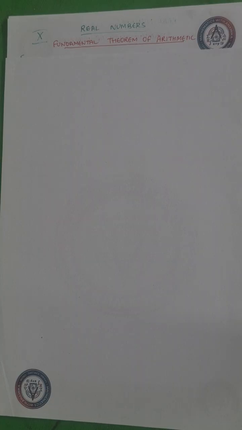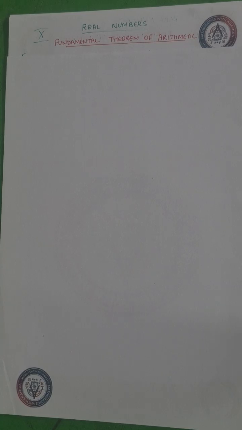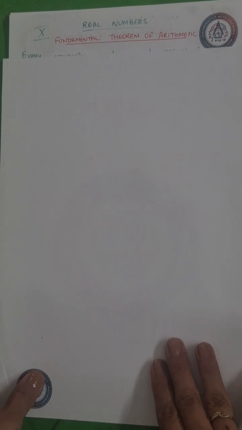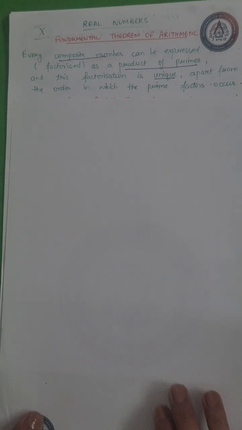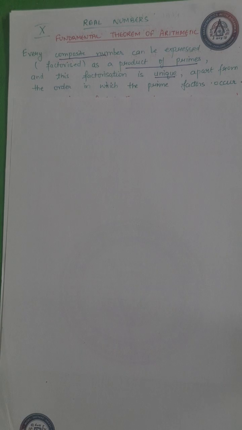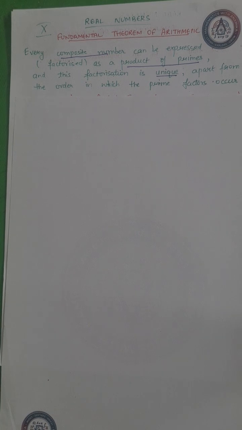Today we are going to start with NCERT class 10th chapters. The first chapter we are starting is real numbers, and today we are going to learn about the concept of the fundamental theorem of arithmetic. Now what does this statement say? It states every composite number can be expressed as a product of primes, and this factorization is unique apart from the order in which the prime factors occur.